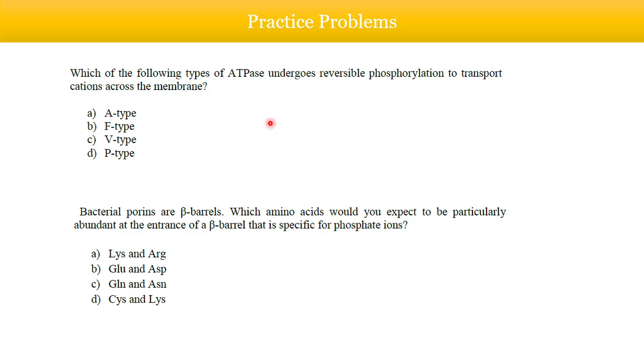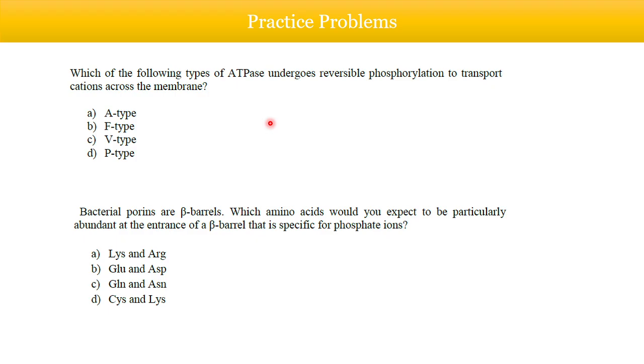Right. P-type ATPases are known for the reversible phosphorylation during their catalytic cycle. That is crucial for the active transport of cations like sodium, potassium, calcium, and hydrogen across biological membranes. So how does this occur? There is an aspartate residue in the enzyme, and the phosphorylation involves this conserved aspartate, or aspartic acid, residue in the ATPase. So P-type is the correct answer.